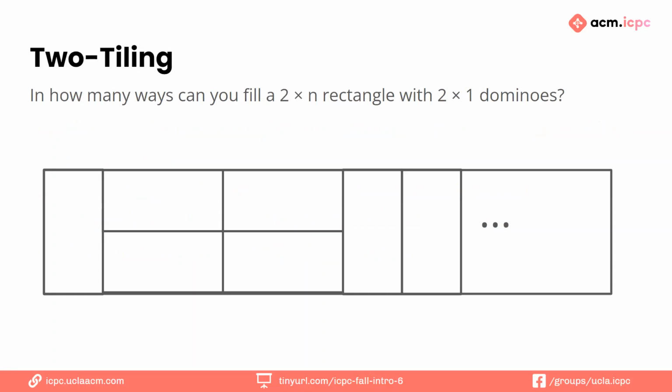So to jump into another example problem, this time you can try it out a bit more yourselves. This is going to be two-tiling, which is: in how many ways can you fill a 2xn rectangle with 2x1 dominoes? Each of these little 2x1 dominoes can either be vertical or horizontal like this. And the question is, if it's length n, how many ways can you arrange these dominoes uniquely?